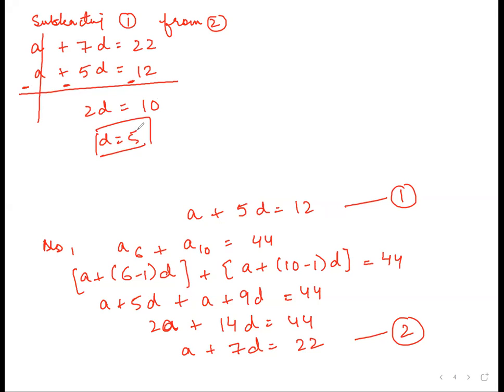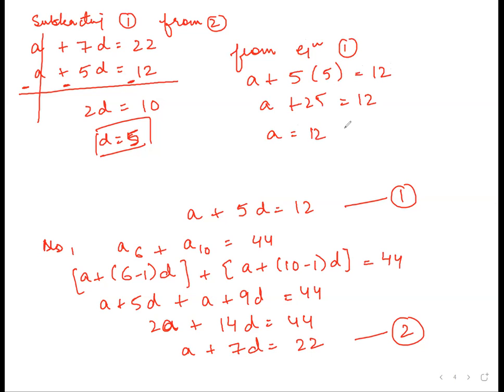Okay. Now you put this value of d in any of the equations and you will find the value of a. So from equation number 1, a plus 5 into 5 is equal to 12. So a plus 25 is equal to 12. So a is equal to 12 minus 25, right? So a is how much? Minus 13, right? Yes. Okay. So please write it down till here.